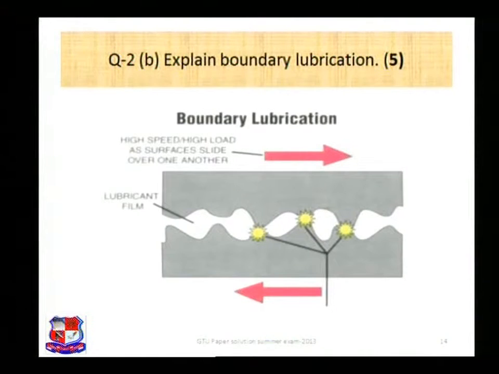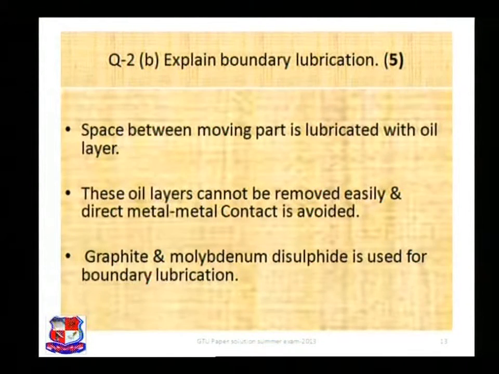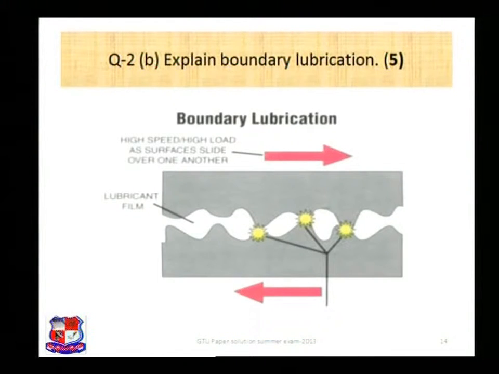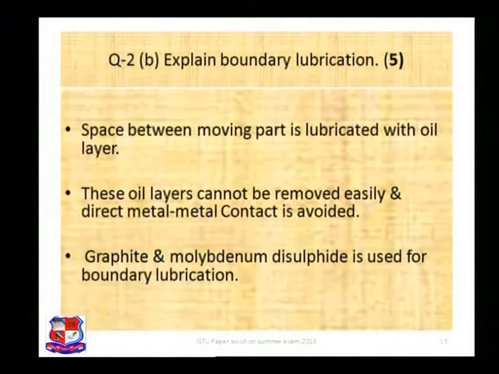You can see the diagram here. There are two metal parts which are in direct contact. In between them you are applying the lubricant film. Okay, this lubricant film is applied. So this is actually the diagrammatic representation of whatever is shown in the theory here. Okay, so what happens? The space between moving parts is lubricated with the oil layer. You can see here the film is applied. These oil layers cannot be removed easily and direct metal contact is avoided. Okay, so example, graphite and molybdenum disulfide are used for boundary lubrication.